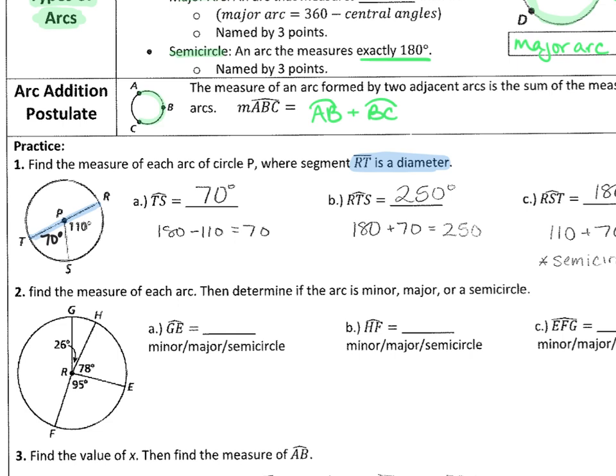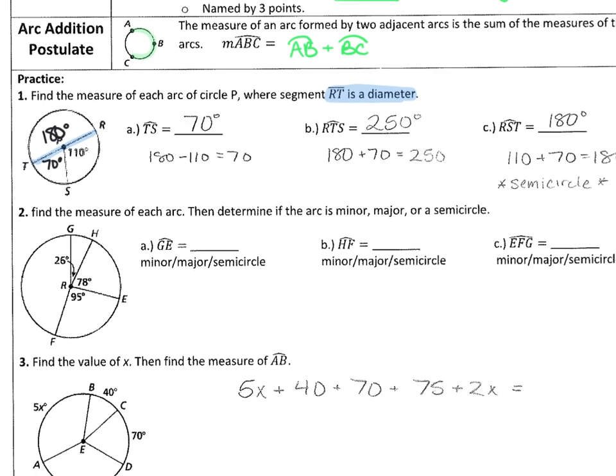If I look for RTS, starting at R, going through T, ending at S, I know I cross this semicircle, which is 180 degrees. Why don't we add that to our picture? This is 180 degrees, and I'm also crossing through TS, which is 70. So the arc addition postulate tells me I can add these together. Voila, I get 250 degrees. And the last one, RST: if I look, RST is a semicircle, so I should automatically know that's 180 degrees. But using the arc addition postulate, it's RS plus ST, so that's 110 plus 70, which is 180. Awesome.